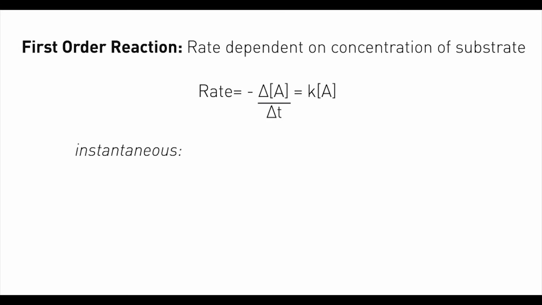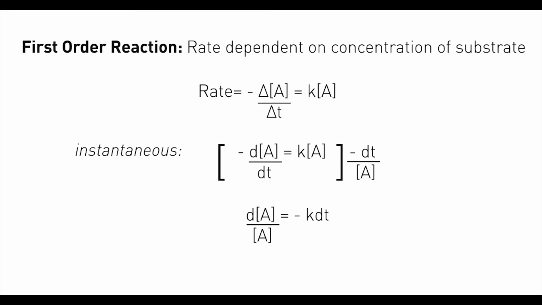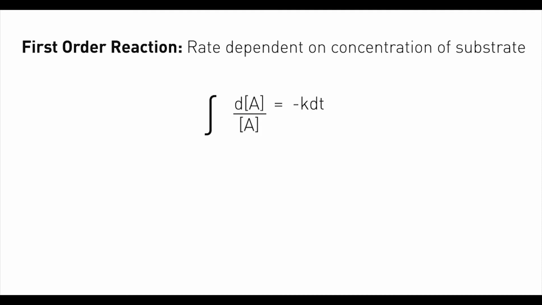The instantaneous rate of change of concentration can then be written as a differential equation, negative dA over dt equals kA. Multiplying both sides by negative dt, dividing both sides by the concentration of A, we have dA over the concentration of A equals negative k dt. Integrating both sides gives us an integral of dA over the concentration of A, integrated from the initial concentration of A to the final concentration of A, equals negative k times the integral of dt, integrated from time equals 0 to the time of reaction.